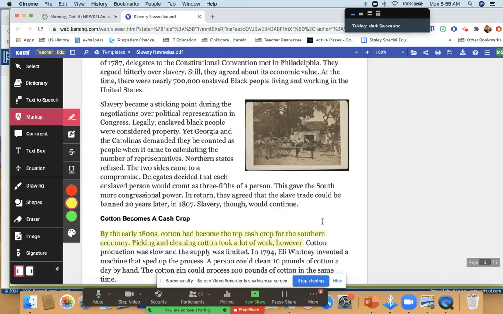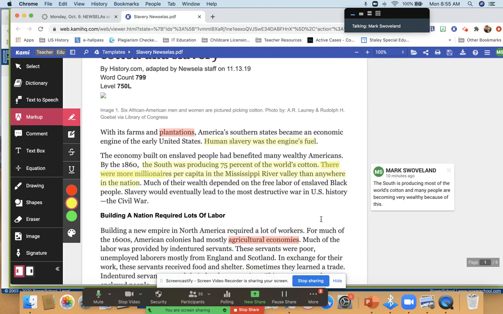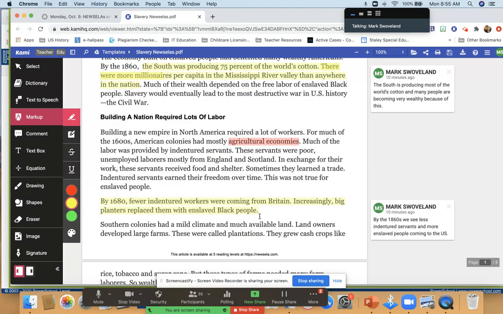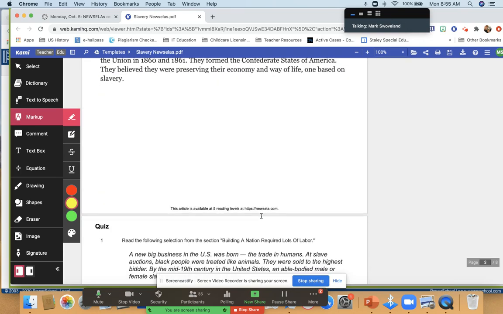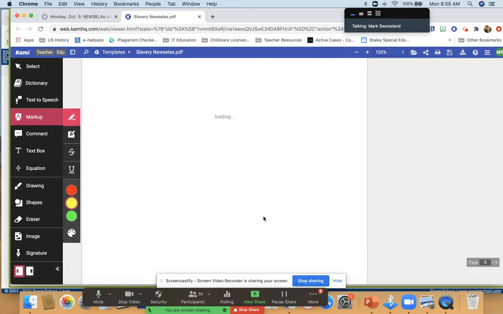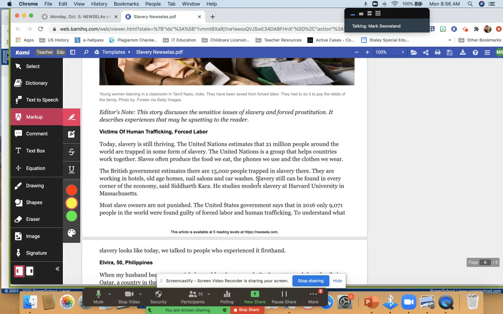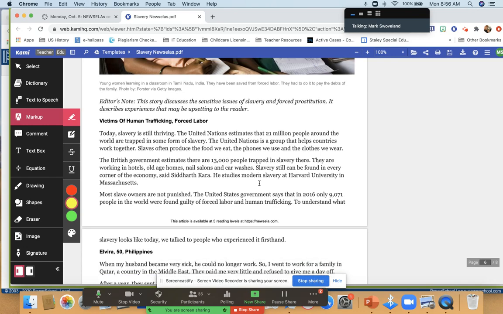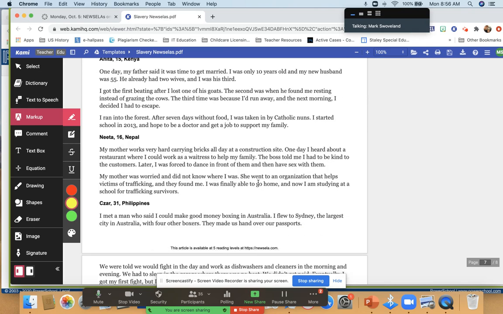Okay, so if you look back at this, we've got some notes. We've highlighted the red vocabulary we don't know, and in yellow, we've highlighted important facts, okay? So you guys can go ahead and skip this little quiz in here. Don't worry about doing that. And what you're going to do is the same close reading on the stories of modern slavery that we have right here. So highlight in red vocabulary you don't know, highlight important facts in yellow, and then you can add a couple of notes.